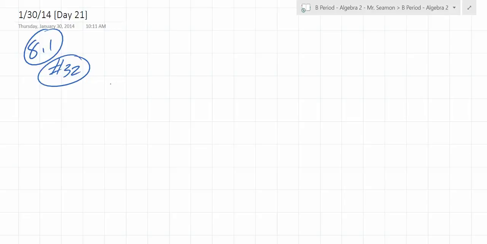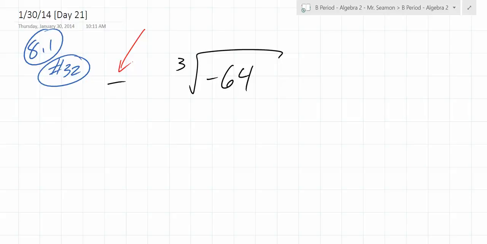32. So it's negative the cube root of negative 64. How do you treat this negative sign right there? I would put it in parentheses. I love that. Parentheses is a great idea. Just leave it alone. It's just along for the ride, right? So whatever you get with the rest, you just flip the sign.